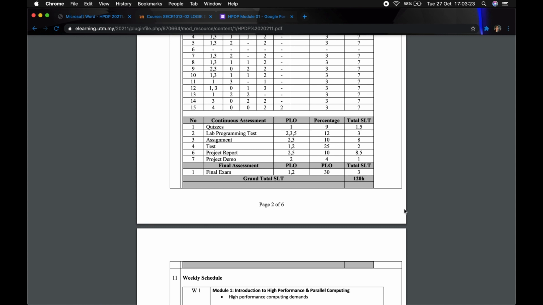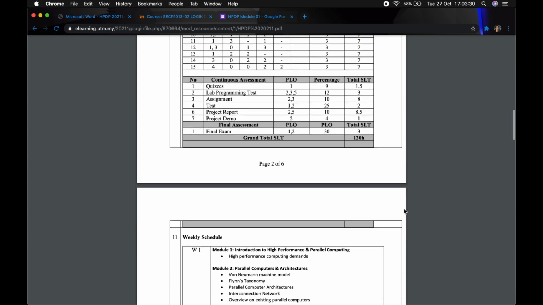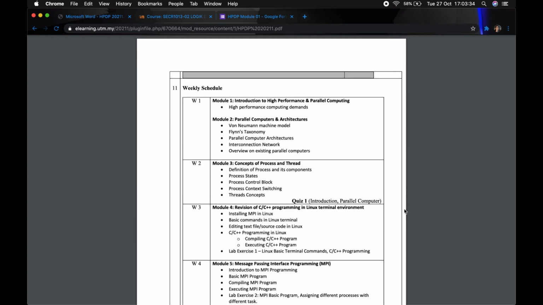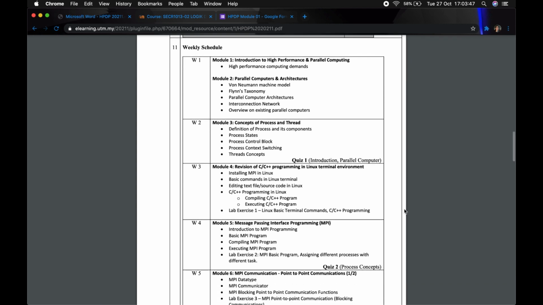So if, let's say, you forgot, you can always refer to this course information in the e-learning. What you're going to look into is module 1, introduction to high performance and parallel computing, then module 2, parallel computers and architectures, module 3, concept of process and thread, module 4, revisions of C or C++ programming in Linux terminal environments.